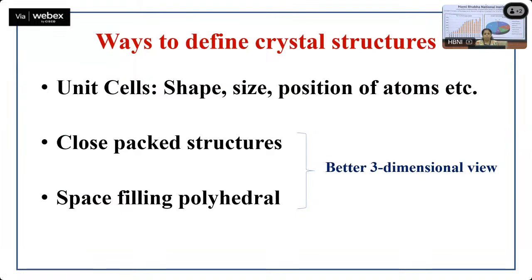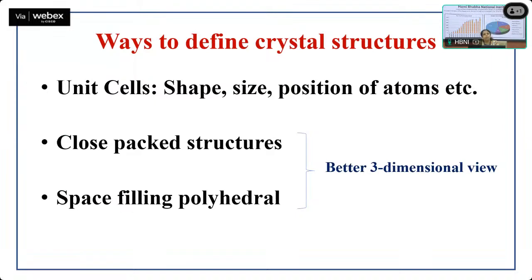now we have to understand different crystal structures. So what are the various ways by which I can define a crystal structure? I have a structure in front of me. What are the different ways by which I can understand it? One way is you can define the unit cell. And when I say you define the unit cell, it means you define the shape, the size, and on what lattice points your atoms are situated in that particular unit cell.